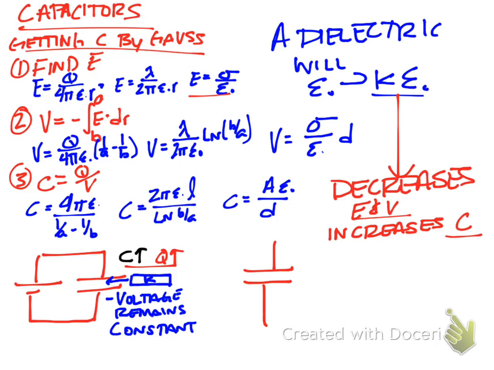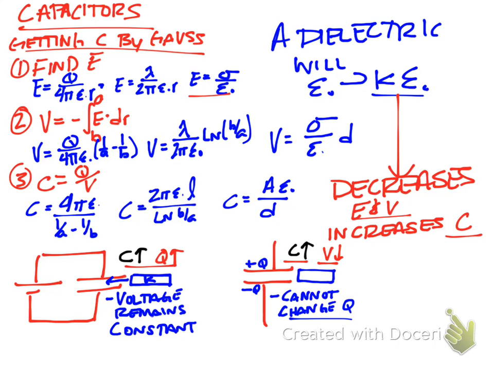When the capacitor is isolated and we do the same thing, if it's already charged, we cannot change the charge because of conservation of charge. We are stuck with the same Q that we had, which means this time, because the capacitance goes up, the voltage is going to have to go down. These are two different situations for adding a dielectric to a capacitor.